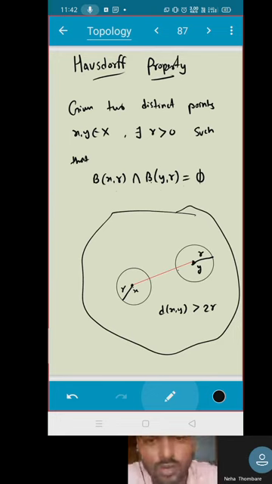Now let us see many different examples of open sets here. Shall I go ahead? Is that clear? Yes, sir. Good.